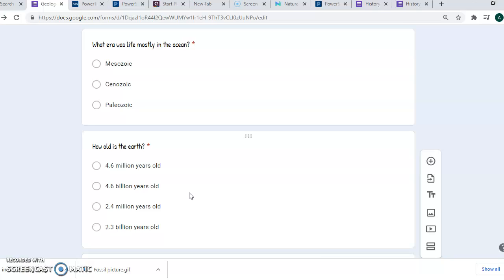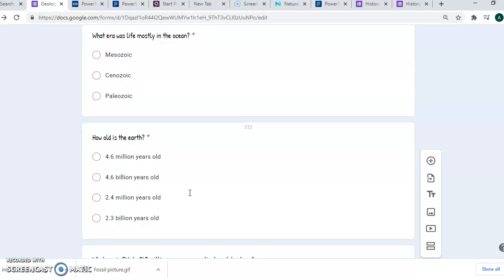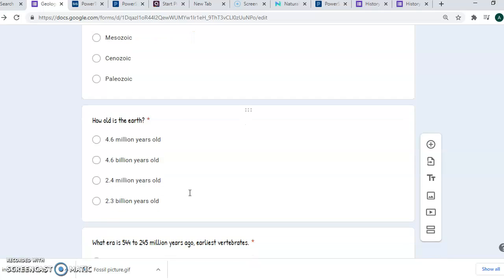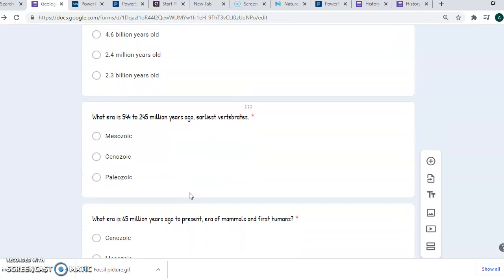How old is the Earth? 4.6 million years old, 4.6 billion years old, 2.4 million years old, 2.3 billion years old. What era is 544 to 245 million years ago? Earliest vertebrates. Mesozoic, Cenozoic, Paleozoic.